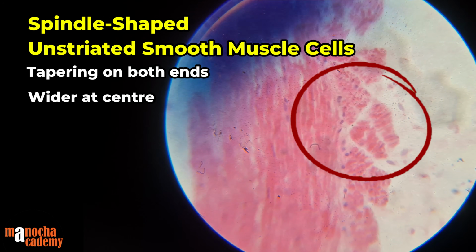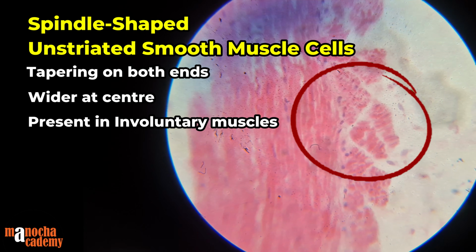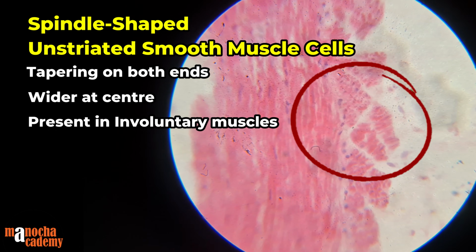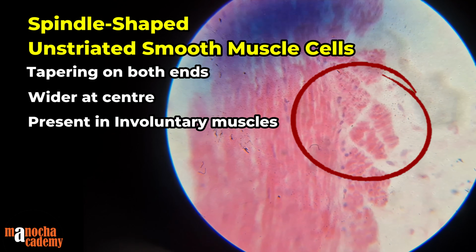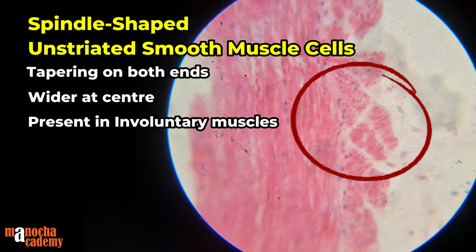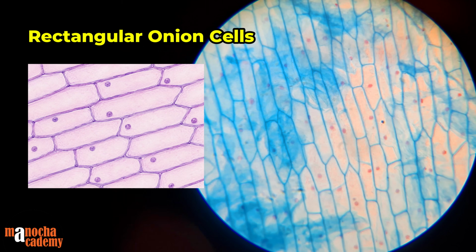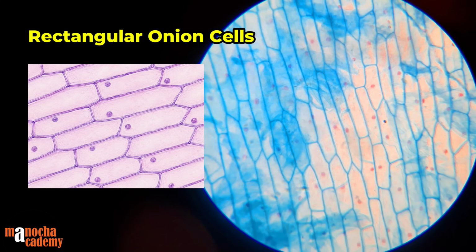So this is a smooth muscle or an unstriated muscle which is present in the wall of hollow organs that you cannot move on your own will. So unstriated muscles are involuntary, that is, you cannot control them. So let's say the wall of the stomach, the wall of the intestine, they have unstriated muscles and they are spindle shaped.